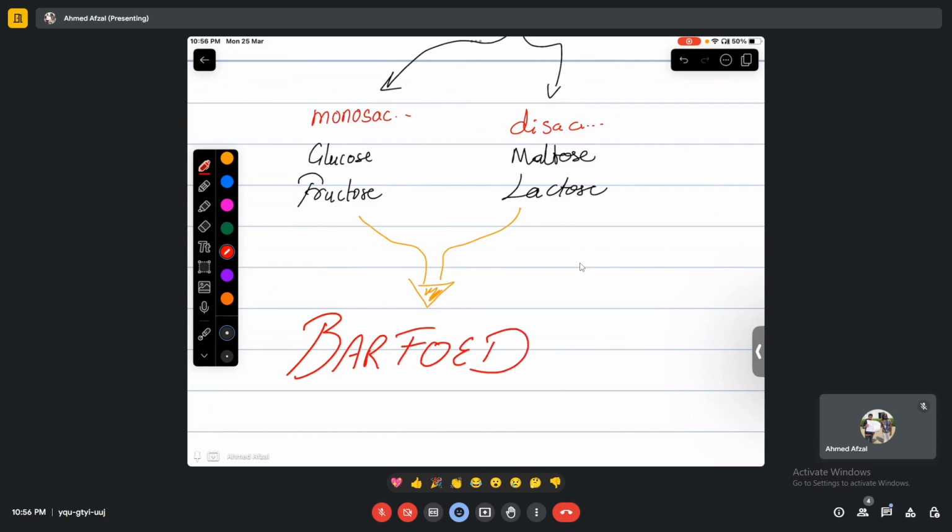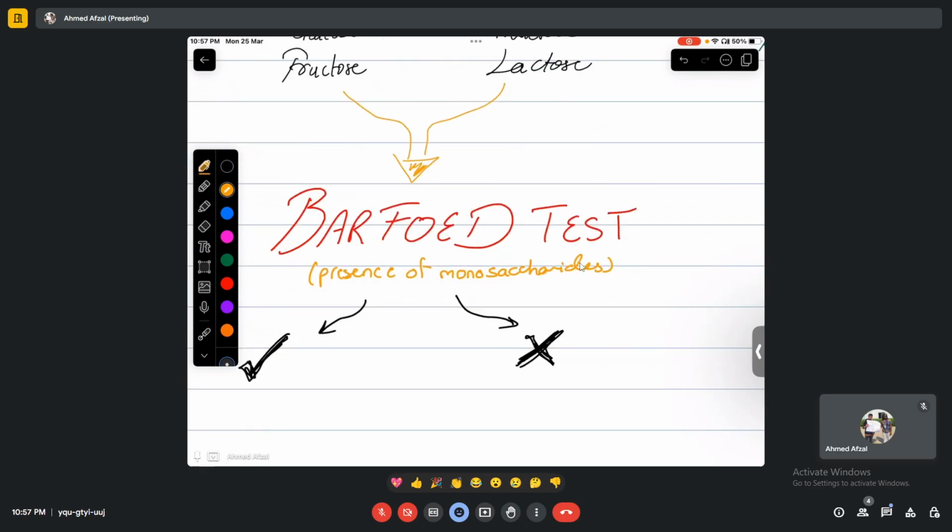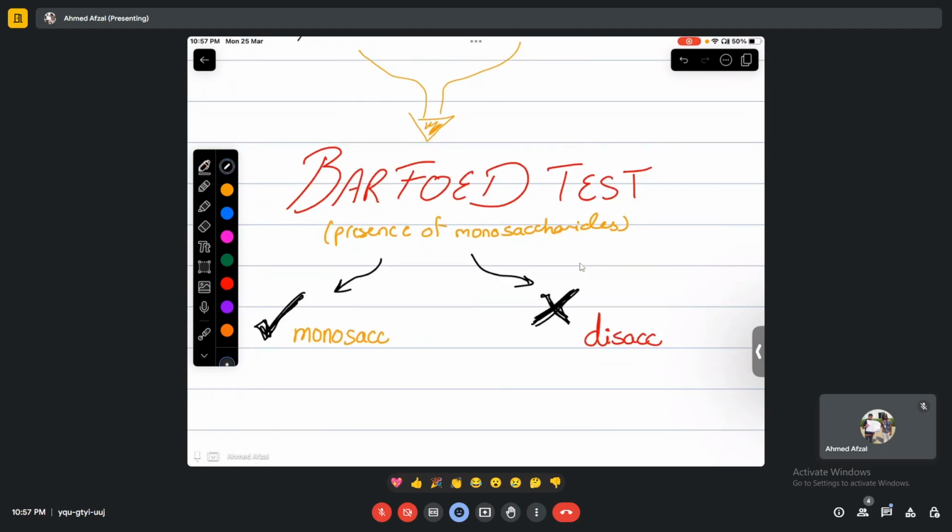So Barfoed test tests for the presence of monosaccharides. If the test is negative, that by default means that the solution contains disaccharides. But the Barfoed test itself is to check the presence of monosaccharides. And the way it works is when we put that Barfoed solution, if within 3 minutes, in less than 3 minutes, Barfoed test turns positive, meaning there's a change of color, that means that monosaccharides are present.